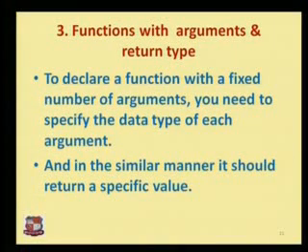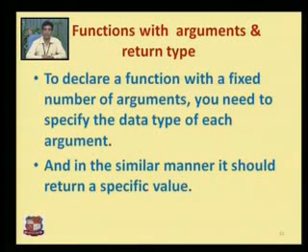Then the next point is the function with arguments and a return type. Here the function can contain many arguments, and each argument has a data type, with a return type. To declare a function with a fixed number of arguments, you need to specify the data type of each argument, and in a similar manner it should return a specific value. A specific value has to be declared as the return type at the time of declaring the function, because when we call the function, it will execute and return a particular value.